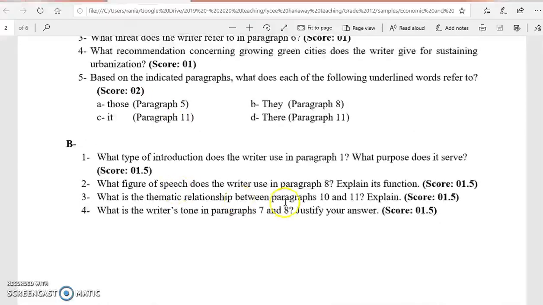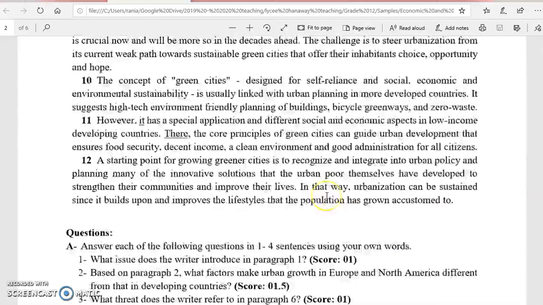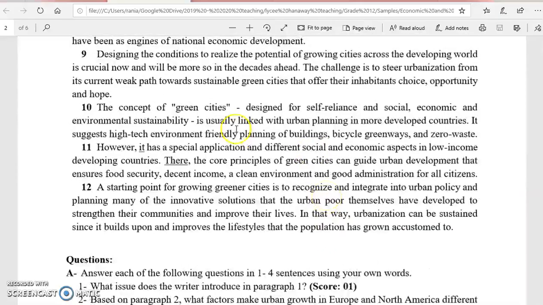What's the thematic relation between paragraphs 10 and 11? Let's go to 10 and 11. The concept of green cities designed for self-reliance and social, economic, and environmental sustainability is usually linked with urban planning in more developed countries. So here we're talking about green cities and we're talking about more developed countries. This is the main idea.